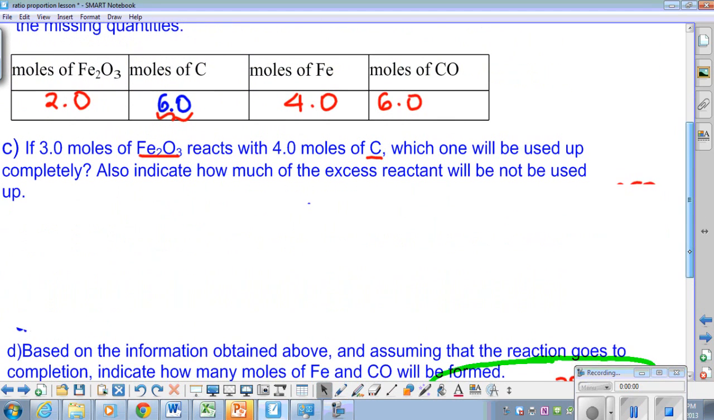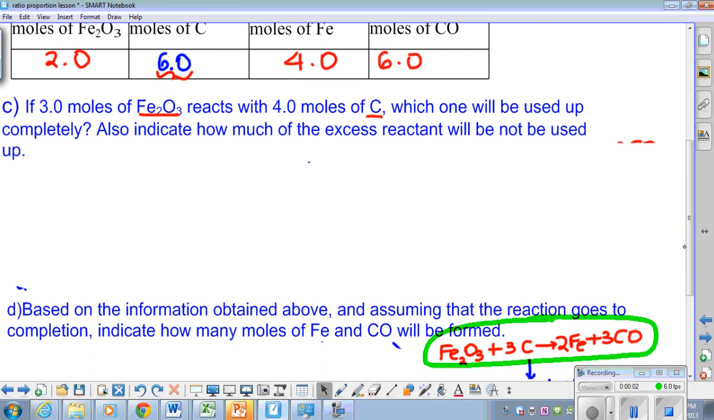Okay. In the next part of this question, we have a different situation than the ones we've been working on before. Here, let's read the question. If 3.0 moles of iron oxide reacts with 4.0 moles of carbon, which one will be used up completely? Also indicate how much of the excess reactant will not be used up.